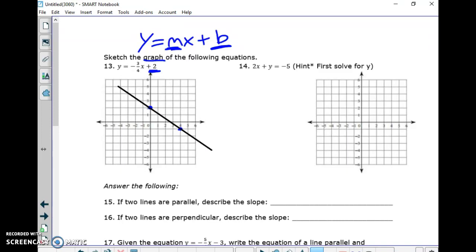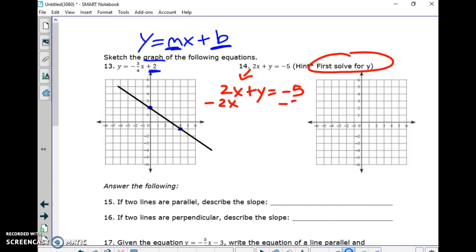Okay? And then number 14, we have to solve this first. So I left you a little room down here. 2x plus y equals negative 5. You got to solve for y. So just like on the last page, minus 2x first. Put it in front. Y equals negative 2x minus 5. And that's it. So my slope is negative 2 over 1. My y-intercept is negative 5.